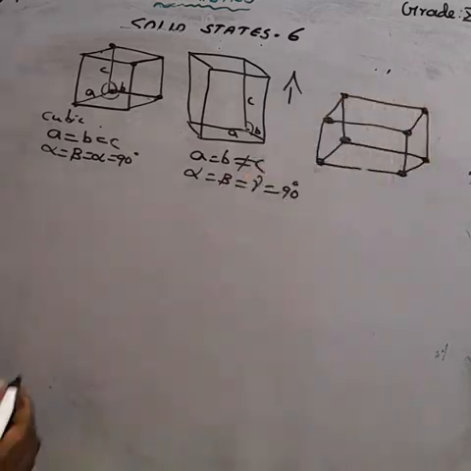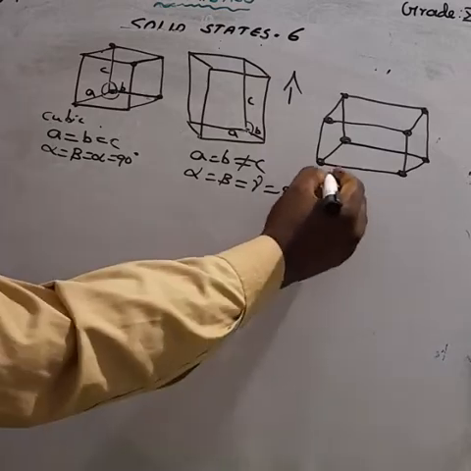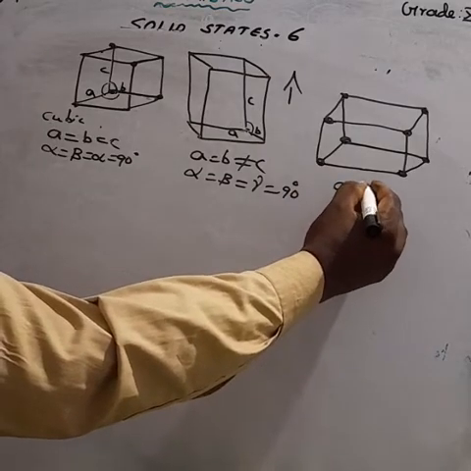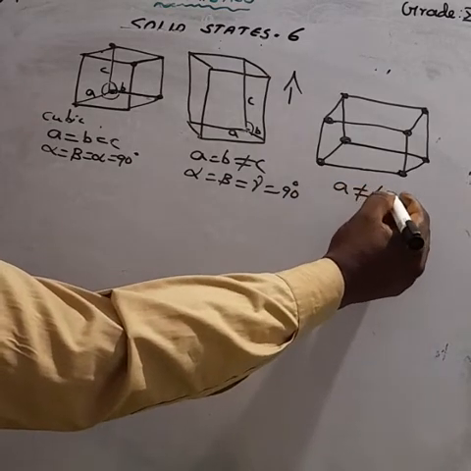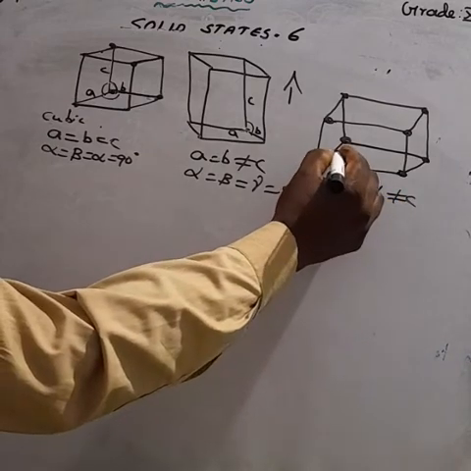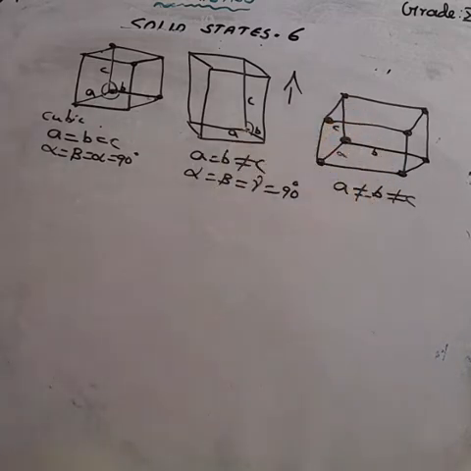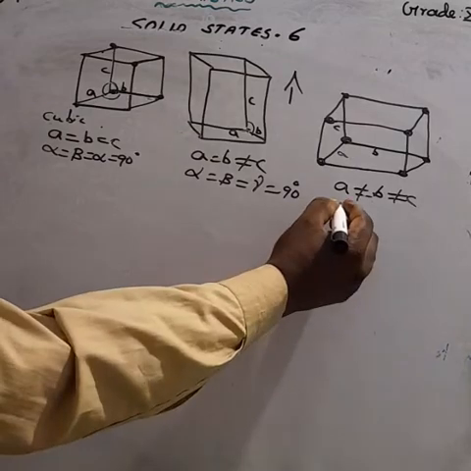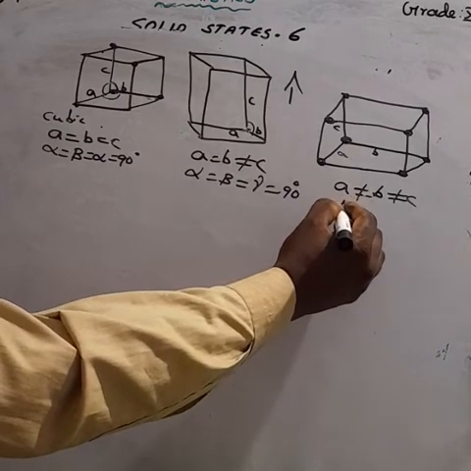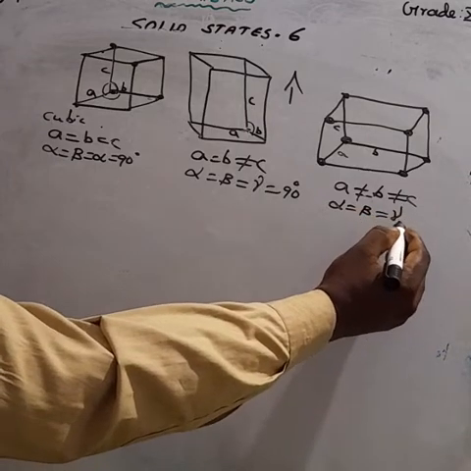Okay. This is the point. Here A is not equal to B, B is not equal to C. Can you understand? A is not equal to B, B is not equal to C. In the angle, alpha is equal to beta, beta is equal to gamma, that is equal to 90 degree.